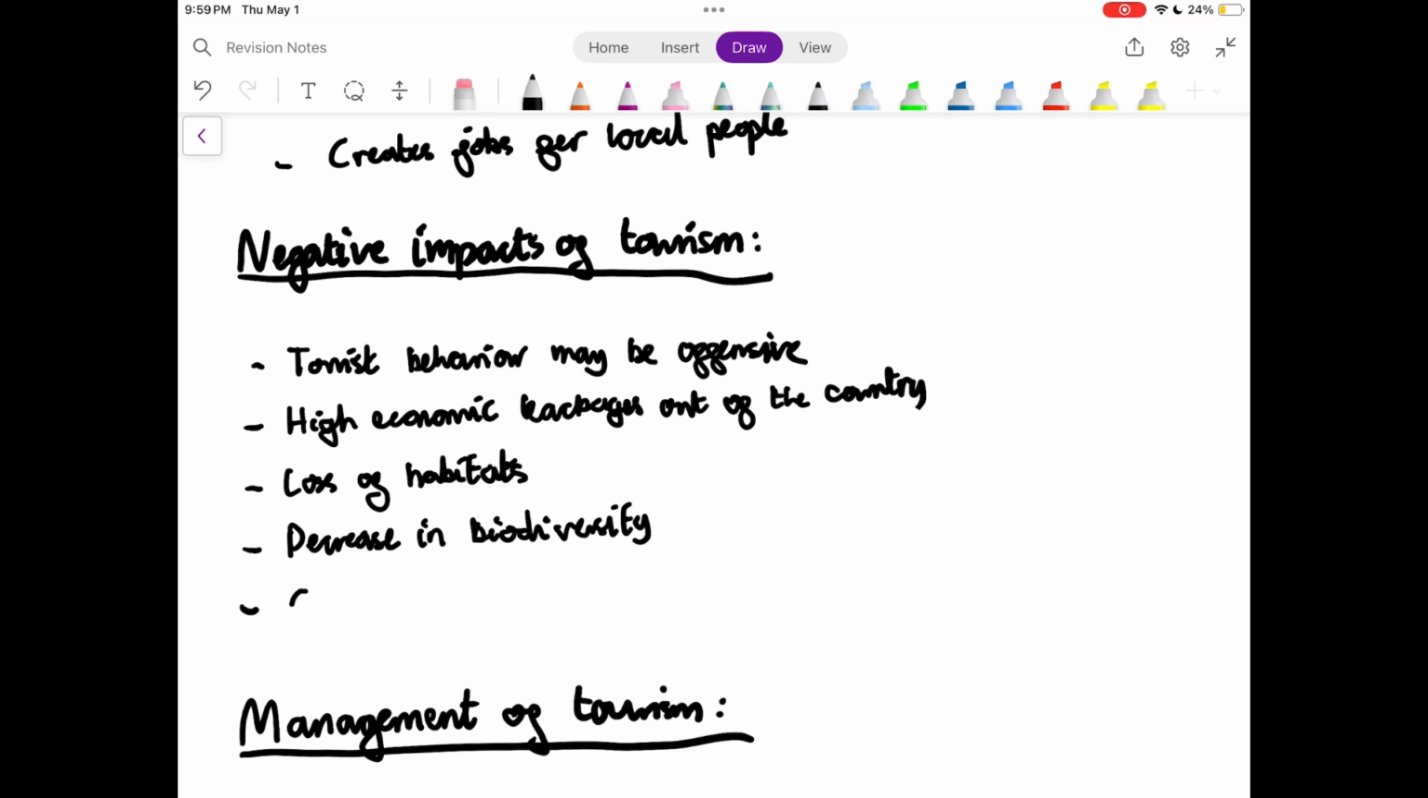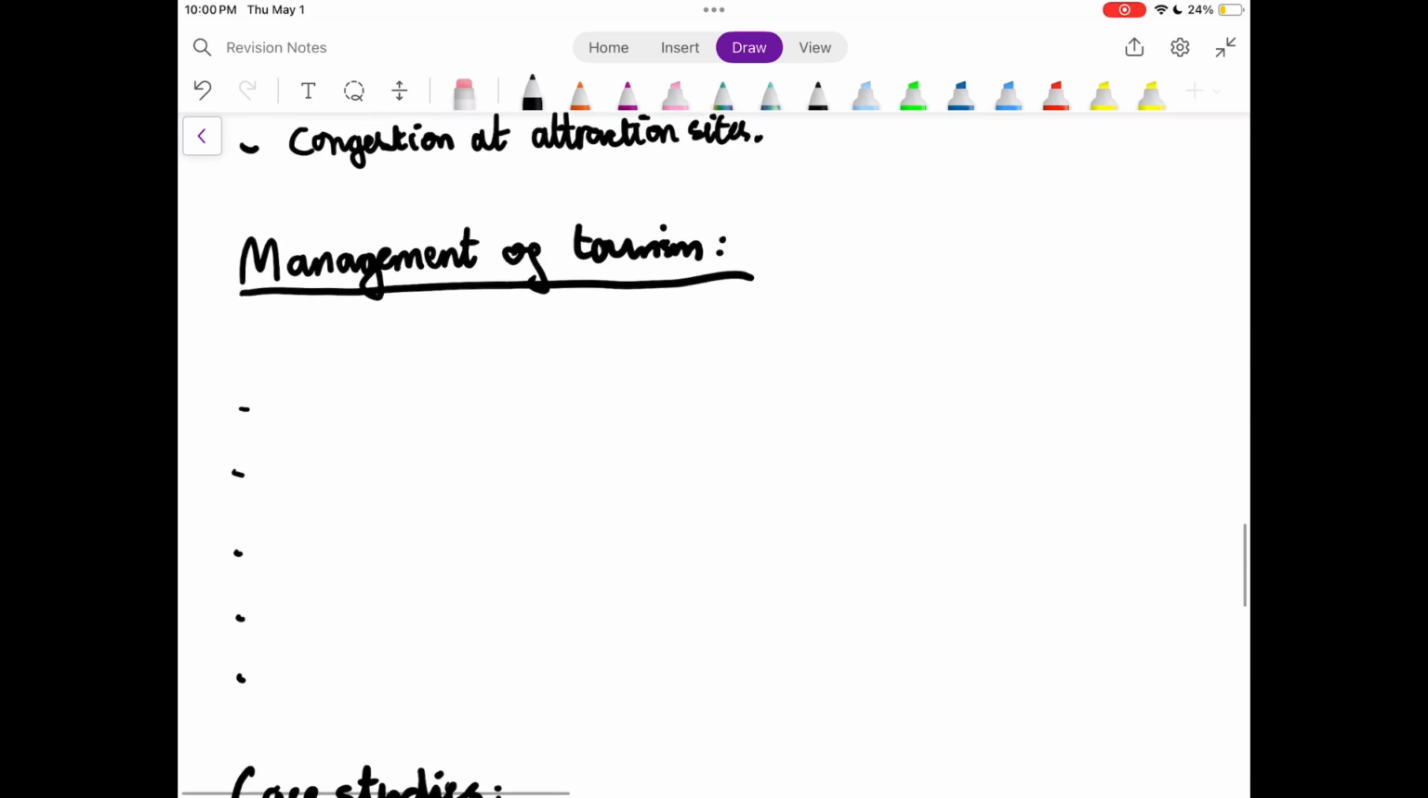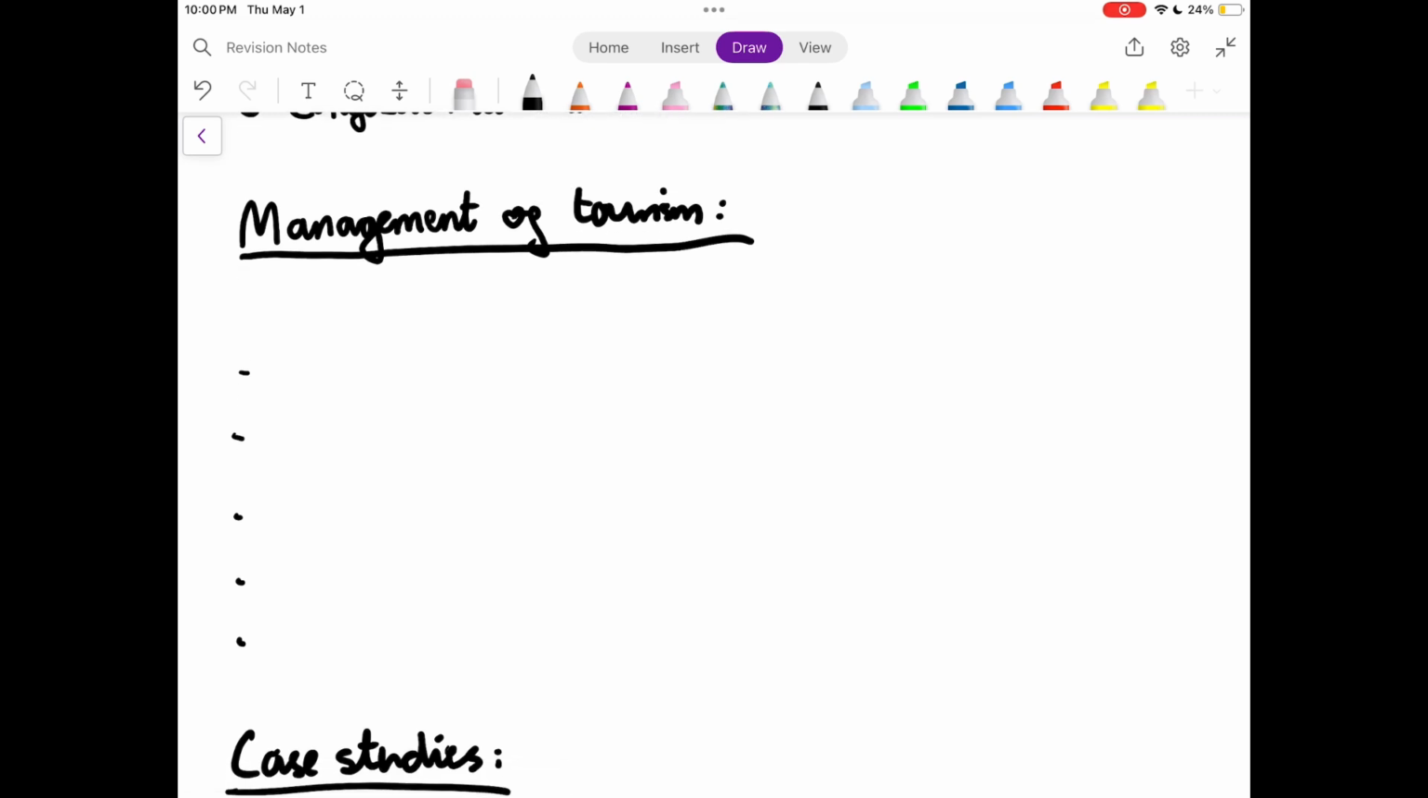And finally, there may be congestion at attraction sites. Okay, so now we're going to be looking at the management of tourism and how it can be managed so that it's run more sustainably. One management strategy is to control the inflow of tourists.